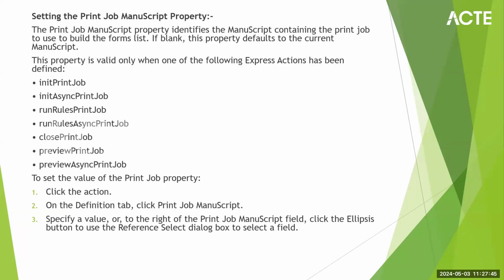If you want to set any of these properties to the particular print job, then you need to click on the action on the definition tab, click on the print job manuscript, specify a value, or to the right of that you need to click on the right click button and map the current field which is already existing.